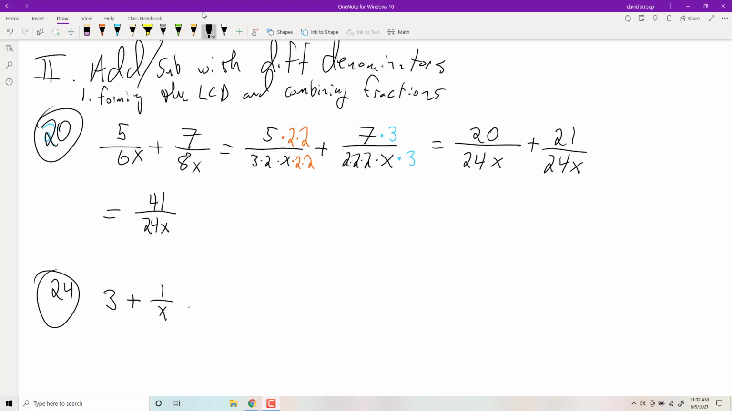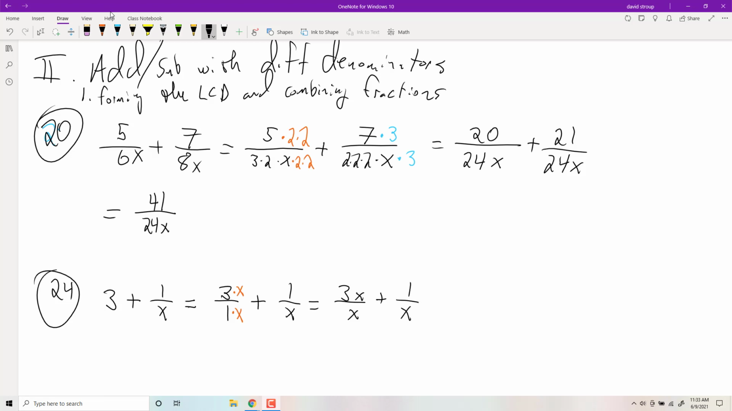Anyways, here's kind of one of those trivial examples. We're going to rewrite 3 as 3 over 1 and then plus 1 over x. So to make the denominators the same, on the first fraction I'm going to multiply top and bottom by x. Technically you can multiply top and bottom of the other one by 1, but it's a bit silly, so I don't really even bother with that. Anyways, I'll go ahead and rewrite it. And we have 3x over x and then plus 1 over x.